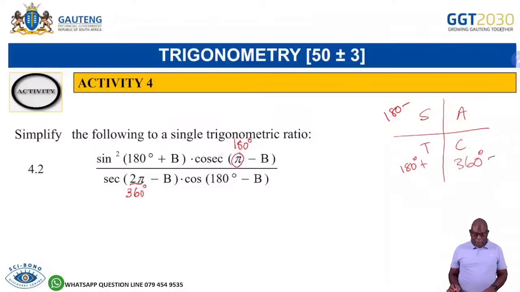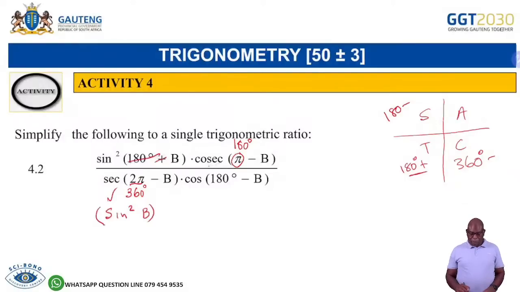All right, now let's check. 180 plus, where do I get it? Here, in the third quadrant. In the third quadrant, sine is negative. But being negative and being squared, it means that it's going to automatically be positive. So I just delete this and write sine squared of b. Then I put it inside the bracket. Simple as that. I get 1 mark for that.